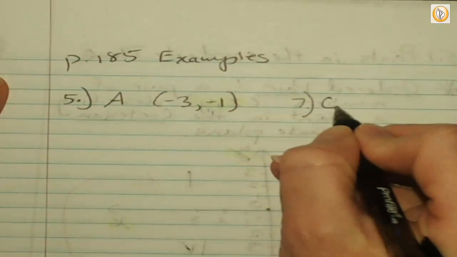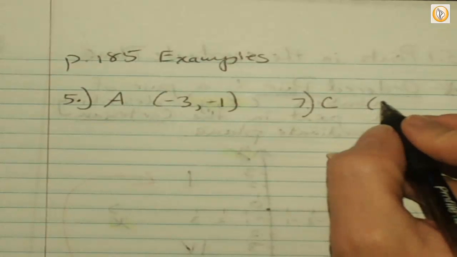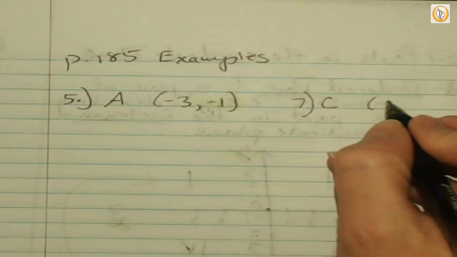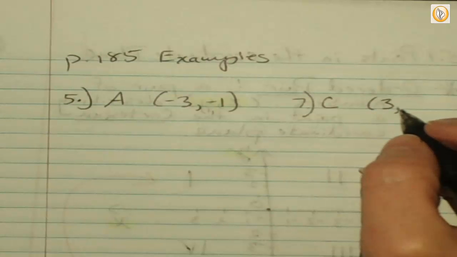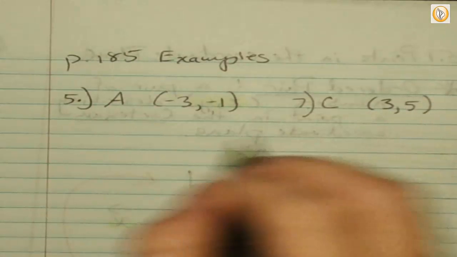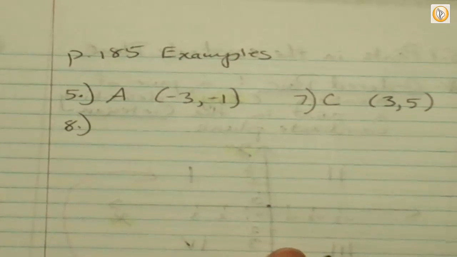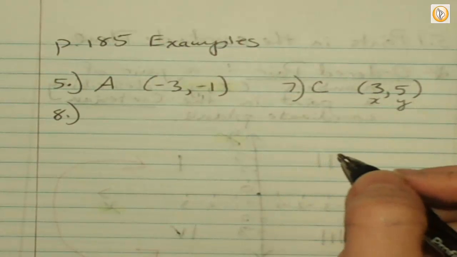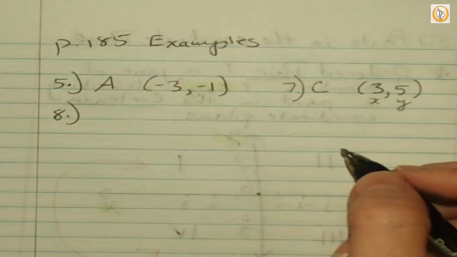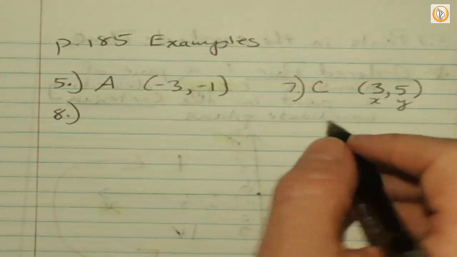Number 7, Franz, what do you get for C? +3. +3, because it's X first. Good. +5. And +5. I'm going to call on every single person to make sure everyone can do this. Now, if you are like, man, where did he get that? First look to see where he's getting it. Remember, this is X and this is Y. If you absolutely do not know where he's getting this, you need to let me know. All right.